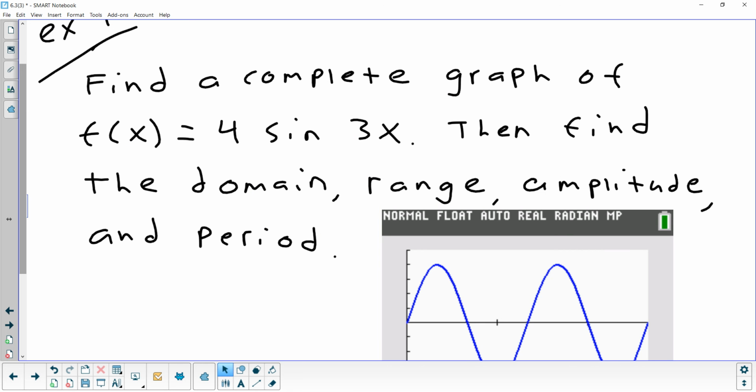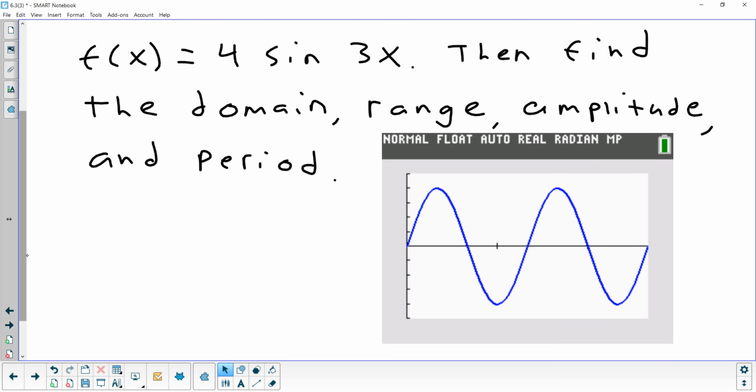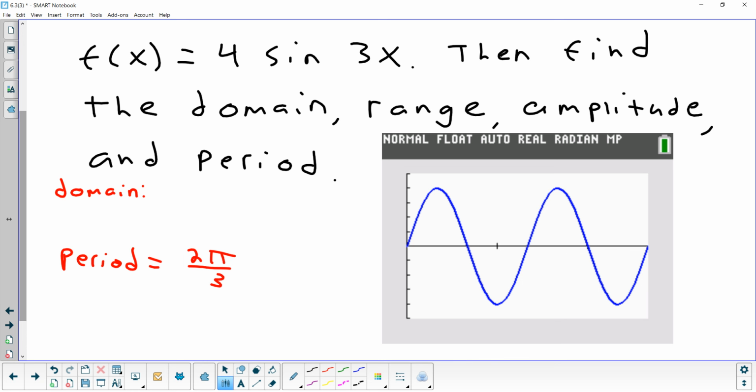Now, they want to know the domain, range, amplitude, and period. We already answered some of that. Mabel, what did you say the period was? 2 pi over 3. Okay, so we got that. Let's do the domain. What's the domain of this function? Yep, all real numbers. Every sine and cosine function has a domain of all real numbers. When we get into the tangents and the other ones, not so much. Okay, domain, all real numbers. What's the range in this case?